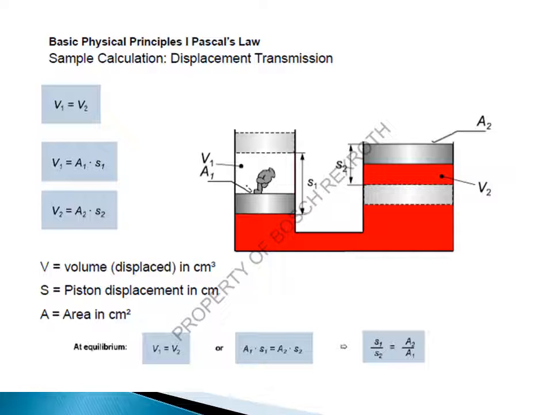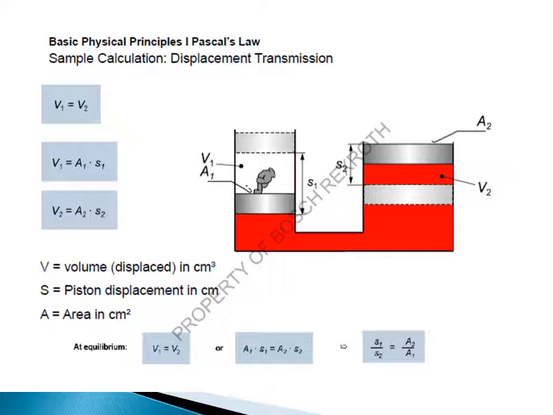Similarly, if we talk here about the displacement transmission, you just try to understand here, because this A1 is lesser than A2, therefore the volume V1 is equal to the volume V2. Because whatever stroke will be taken in this piston, the pressure being constant, you will get the displacement at this end, S2. So S2 is less than S1, right? Because the volume displaced at this section will be the same, V1 equals V2.